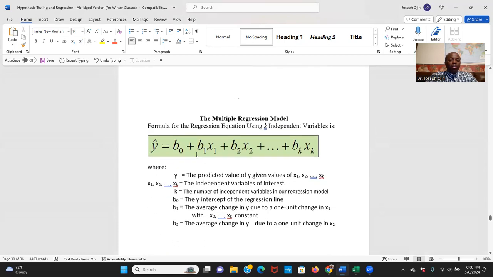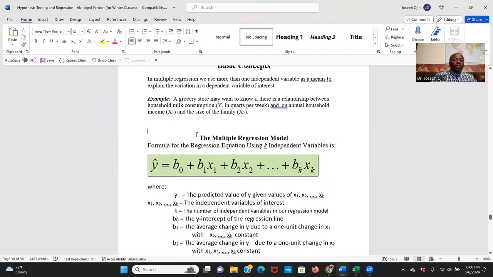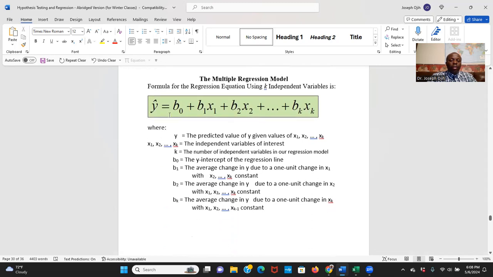Now, this is how the multiple regression model looks like. Y equals B0 plus B1x1 plus B2x2, all the way to the last independent variable, xk. So the Y here represents the predicted value of Y, given the values of x1, x2, all the way to the last x. Okay.